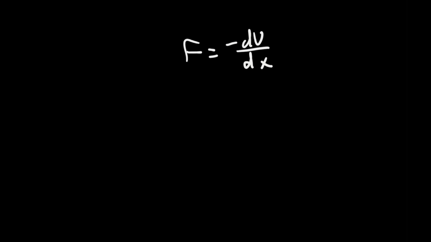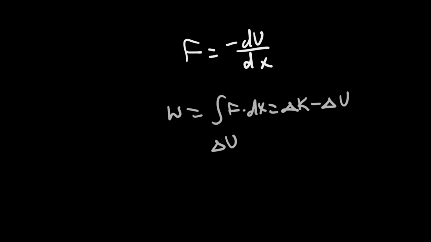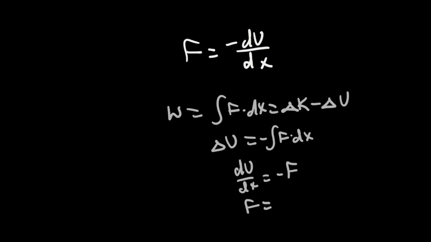An easy way to derive that is that work is equal to the integral of F dot dx, which is equal to the change in kinetic energy minus the change in potential energy. Therefore, the change in potential energy is equal to the negative integral of F dx, and therefore dU/dx is equal to negative F, or F is equal to negative dU/dx. Just an interesting thing to note.